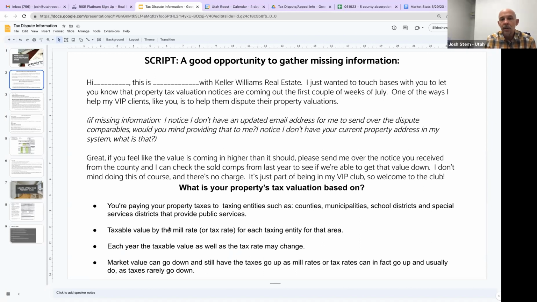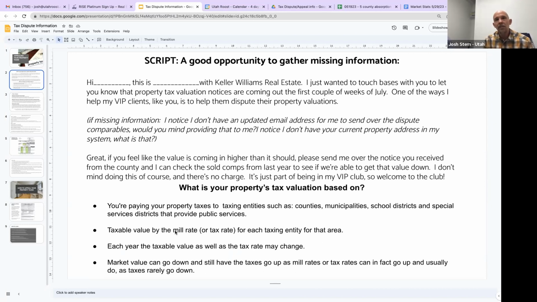The taxable value is basically the mill rate. And you guys have heard of mill rate. It's just essentially a tax rate for each of the taxing entities for that particular area. And each year, the taxable value, as well as that mill rate or the tax rate, may actually change. It does change every year.